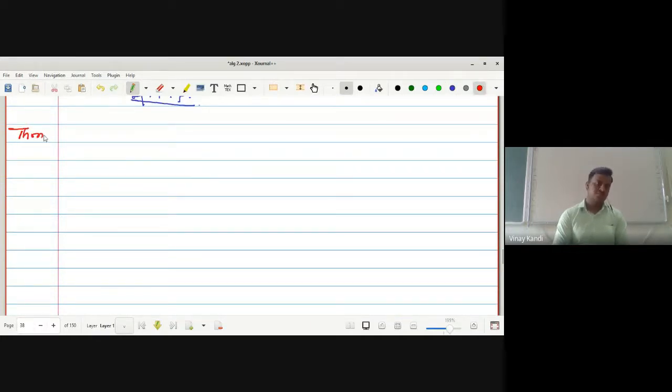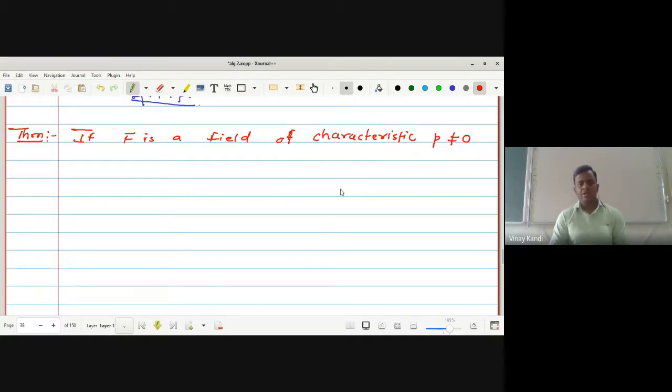Next, if capital F is a field of characteristic p not equal to 0.